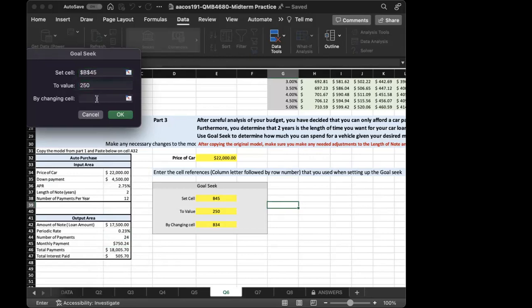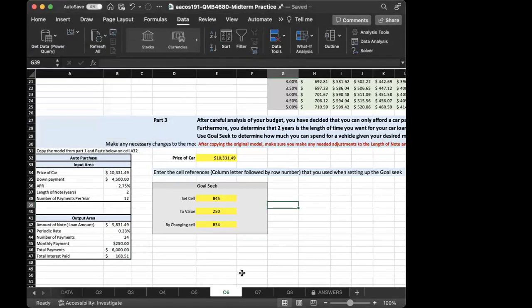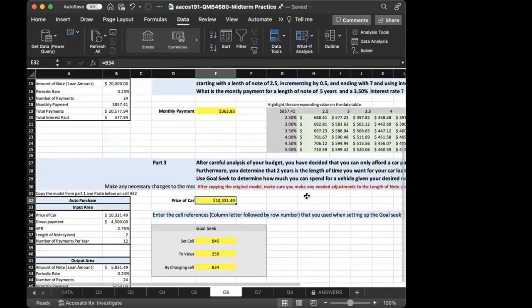So after that, what cell do we need to change to make our monthly payment $250? It would be the price of the car, which is $22,000, right? So we're gonna click OK to that, and as you can see, everything changed. And what happened was the price of the car changed to $10,331, meaning we afforded a cheaper car if all we could pay was $250 per month. And we are done. That is done for question number 6.